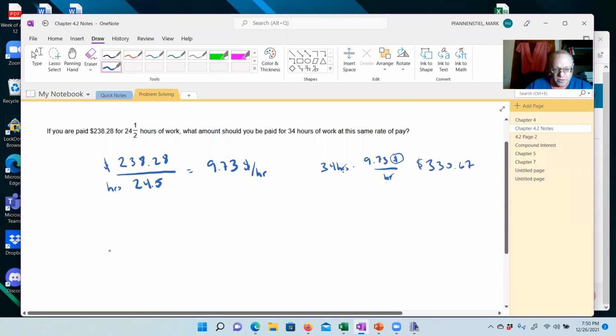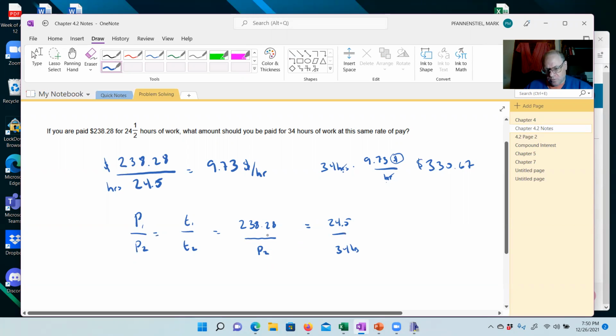Another way to do this, okay, is we're going to take our pay 1 divided by our pay 2, and then we're going to have our hours, right? Our time 1 and our time 2. Okay, so we're just going to set these ratios equal to each other. So we have $238.28, okay, is for 24 and a half hours. And then I don't know what my pay 2 is, but I do know that we worked for 34 hours. So we'll pay 1 to hours 1, pay 2 to hours 2. Okay, that's what we're doing here.